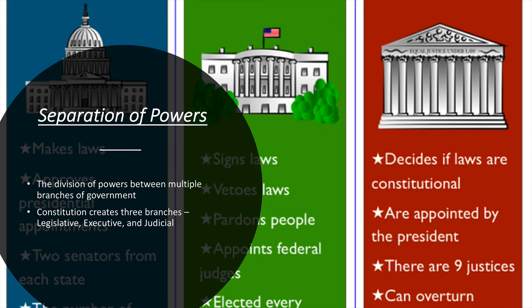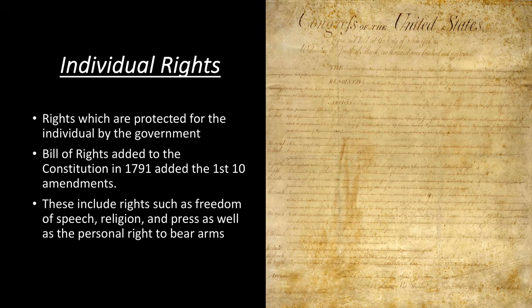But the legislative branch makes the laws. Legislative, L, laws. The executive branch enforces the laws. E, executive, E, enforces. And so the executive branch is the military, it's the police. The president is at the head of all those things. Meanwhile, the judicial branch interprets the laws. So that's how we separate the power within the United States.